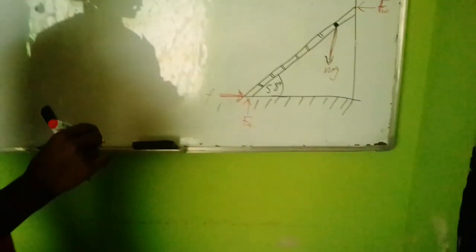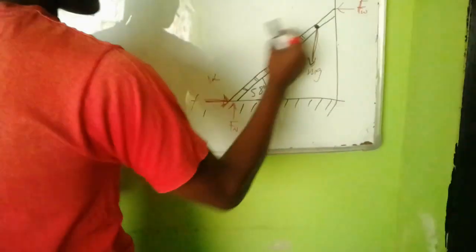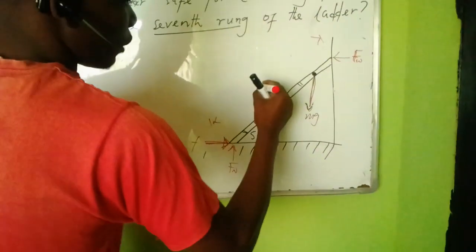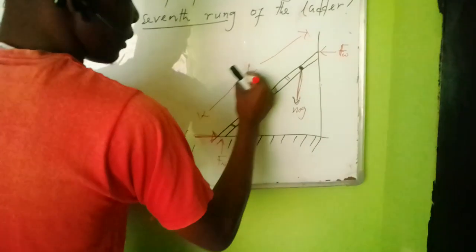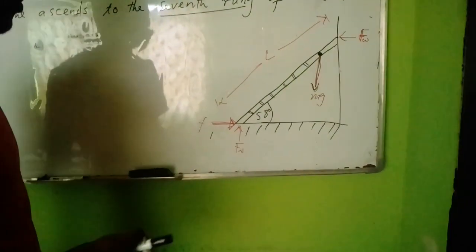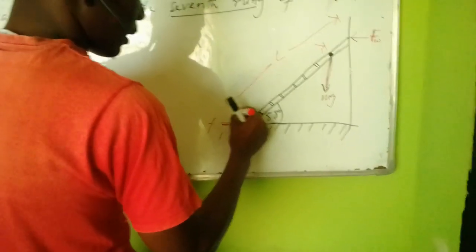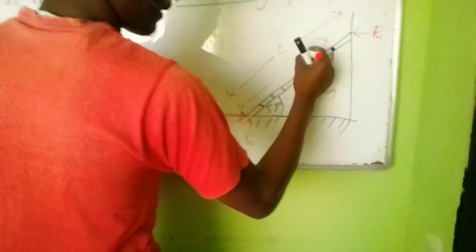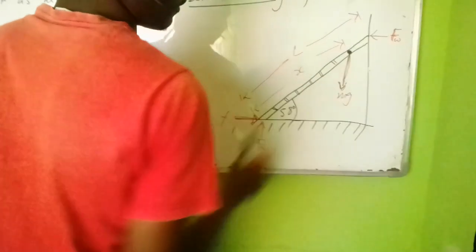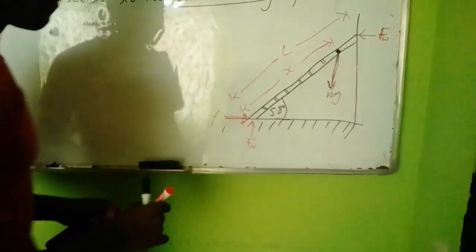And then let's do this. We also say that the length of the ladder, we are not going to put it as 3, but I'm just going to put it as L, because I also want to know the fraction. And then I'm going to take the length of the painter to be X, the length that the painter is going to climb for the ladder to begin slipping.